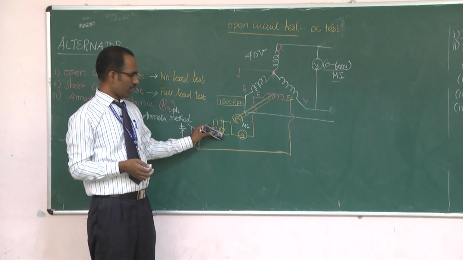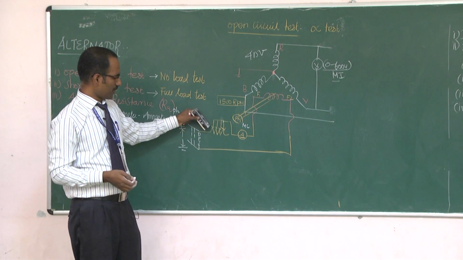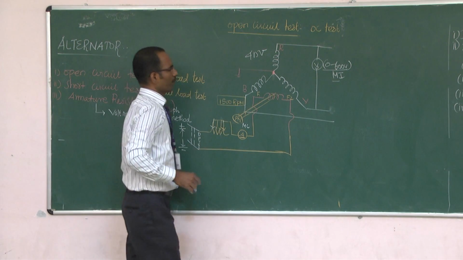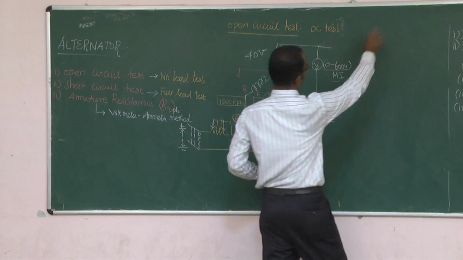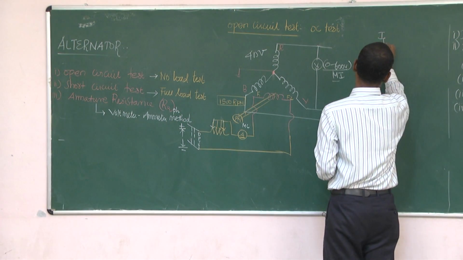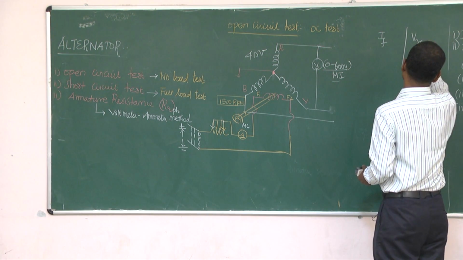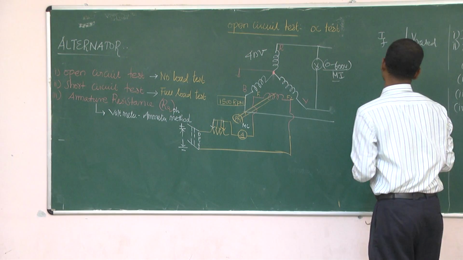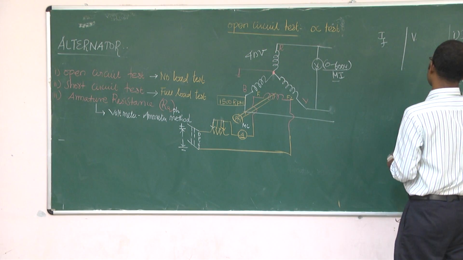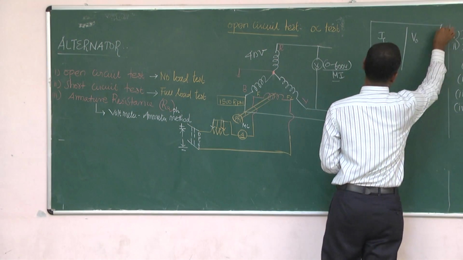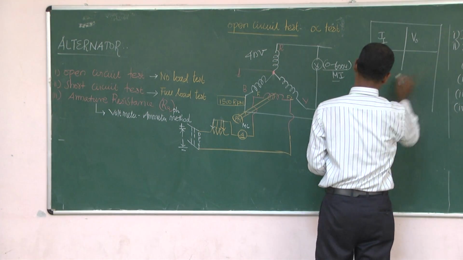Initially the rheostat is kept at maximum, then we will vary it step by step until finally it comes to minimum. But we will vary the field rheostat only up to the point where the alternator generates its rated voltage. Once the voltage across the voltmeter reaches the rated value, we are not going to vary the field rheostat.